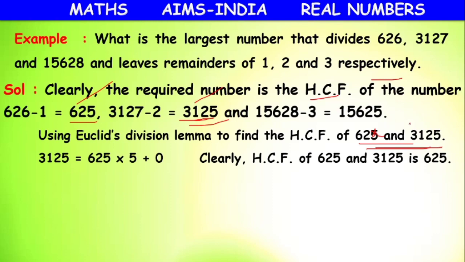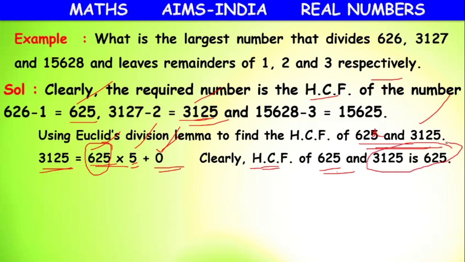So here, this 3125 is the dividend and 625 is the divisor, which will be divided 5 times. So the coefficient will be 5 and the remainder will be 0. It means when we have divided with 625, we have got the remainder 0. So the HCF will be 625 for these two numbers.